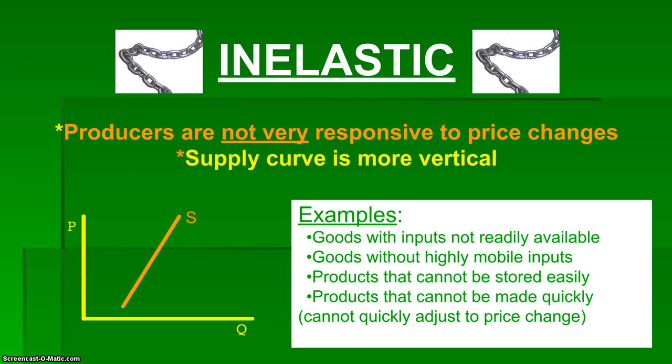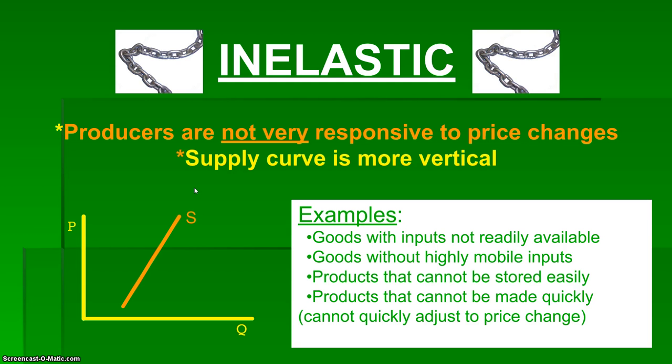So the first one is an inelastic supply curve. Producers aren't very responsive to changes in price. So the supply curve, again, is vertical. We see that if you put a dot on top of this i, that's going to be inelastic. So if you can draw the picture, it's really going to be helpful to you when trying to figure out some of these ideas. So examples could be goods with inputs that aren't readily available, or goods with highly immobile inputs. Products that cannot be easily stored, and products that cannot be made quickly. So obviously producers don't have the ability to adjust to those price changes.